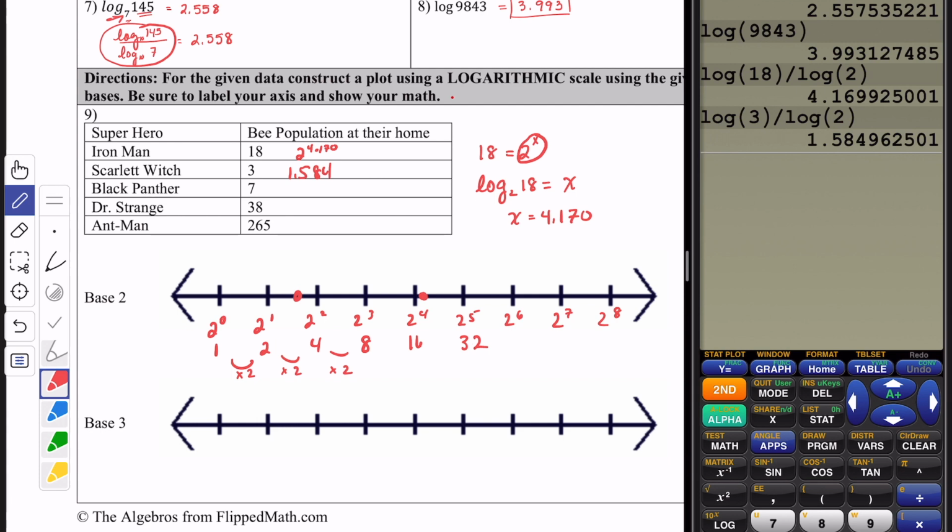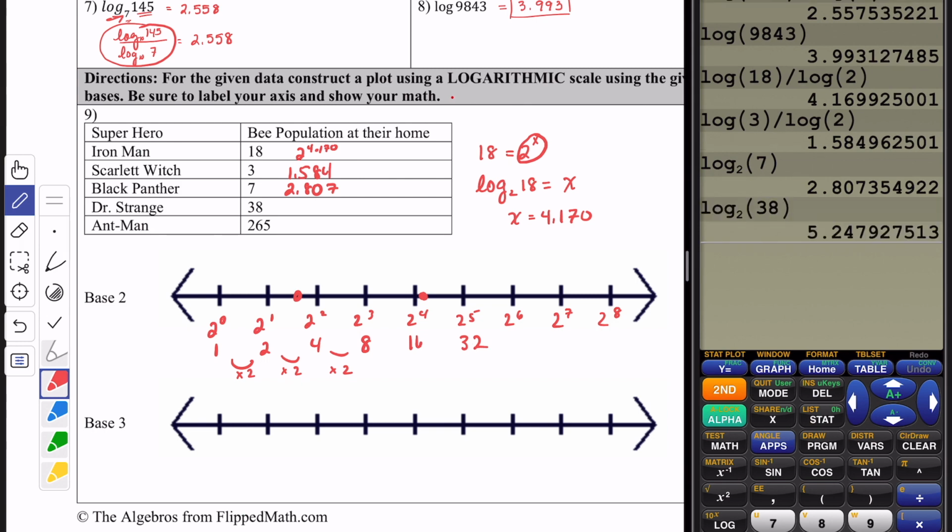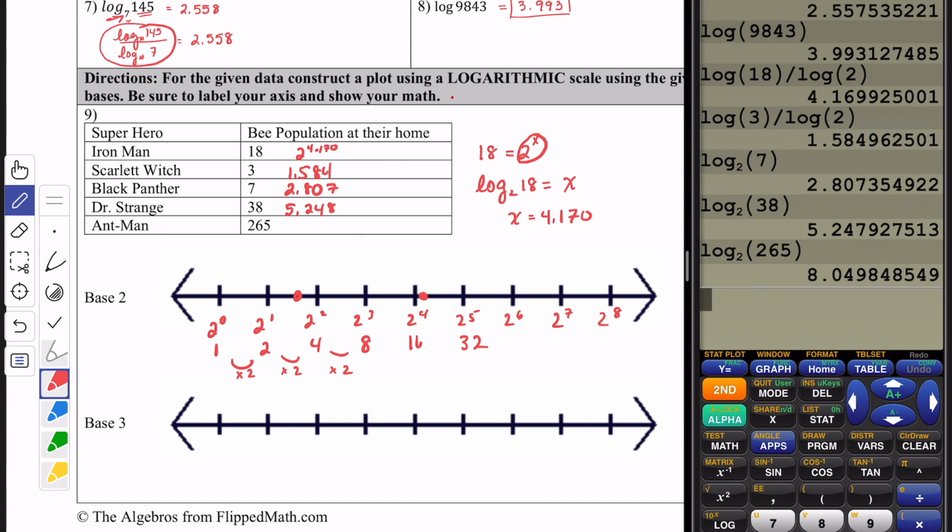Let's see here, and I'll just do a whole bunch of them. Now I'm going to use my math. I'm going to go to log. I'm going to change it to base 2. Now I'm going to do all of them this way. So type in my 7. This one is 2.807. Second enter, and I'll change my 7 to a 38. It's about 5.248. And second enter to pull it up again. I'll type in a 265. And it goes up to about 8.050.